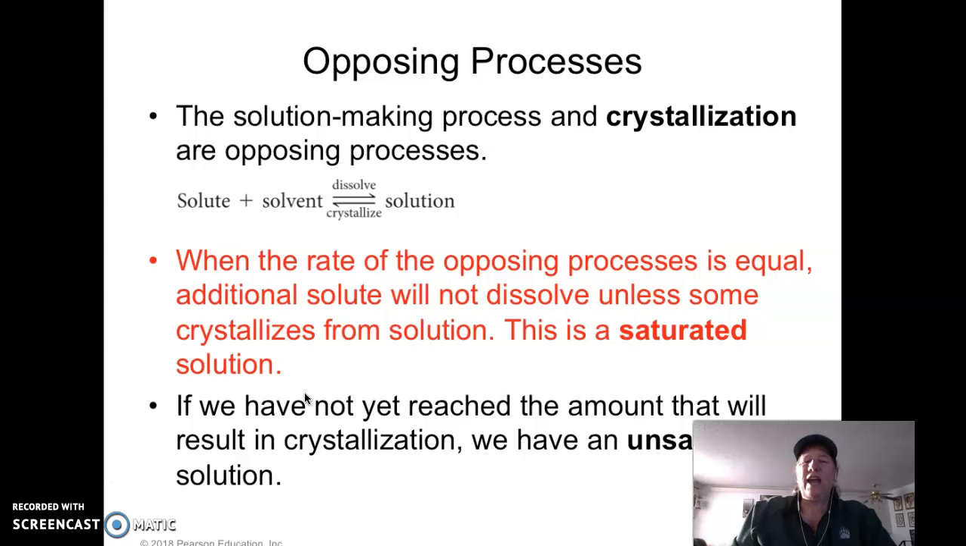Okay, if you've not yet reached that point, in other words, you're adding solute and it's dissolving, you're adding solute and it's dissolving, you can keep adding it. When you get to the point where it doesn't dissolve anymore, that's saturation. But before you reach that point, that's unsaturated. Okay?